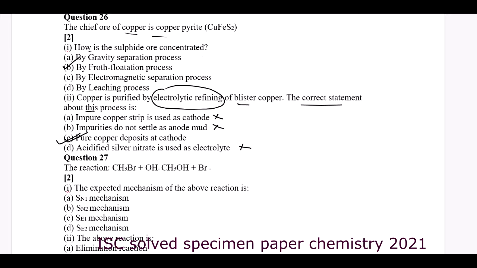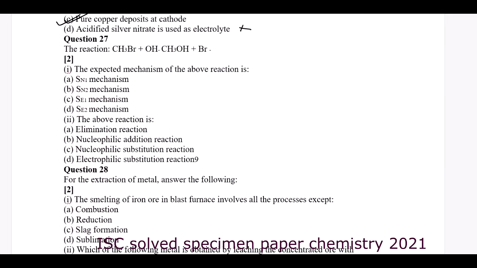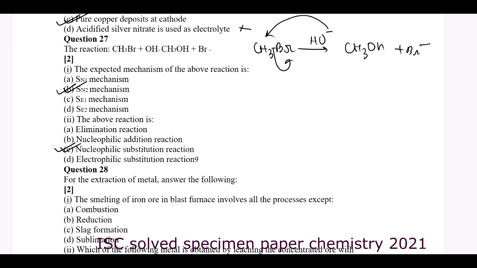In the next question, question number 27, we have the reaction CH3Br with OH minus. CH3Br, methyl bromide, a primary alkyl halide, reacting with hydroxide giving you alcohol and Br minus. So here OH minus will attack the methyl and bromide will come out. So backside attack, that means SN2 mechanism. SN2 means the above reaction is a nucleophilic substitution reaction. So option C.